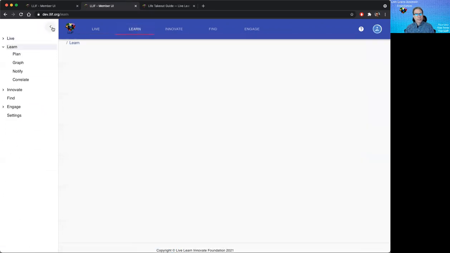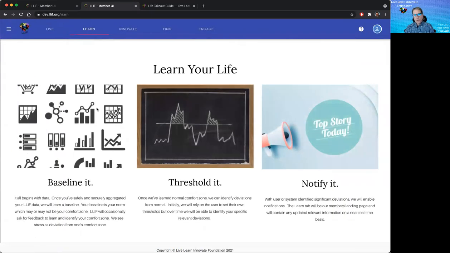Under Learn, the goal is to offer you a platform. This is where your homepage is, and this is where you'll come to see deviations. So if somebody's resting heart rate is going up from 70 to 85 over the course of a month, which happened to my mother, you'd get a notification: hey, your mom's heart rate has gone up. Don't know why. You want to check into it.